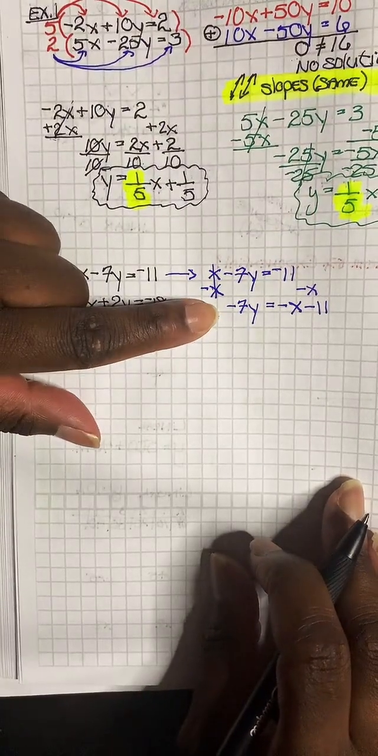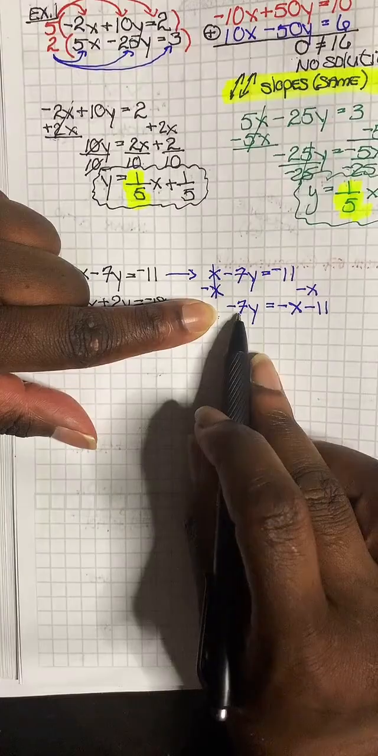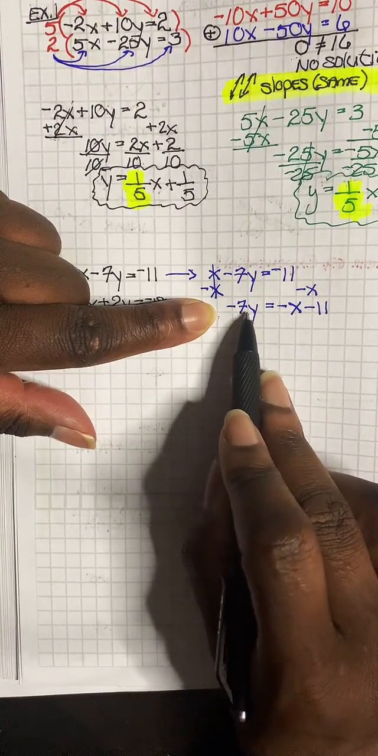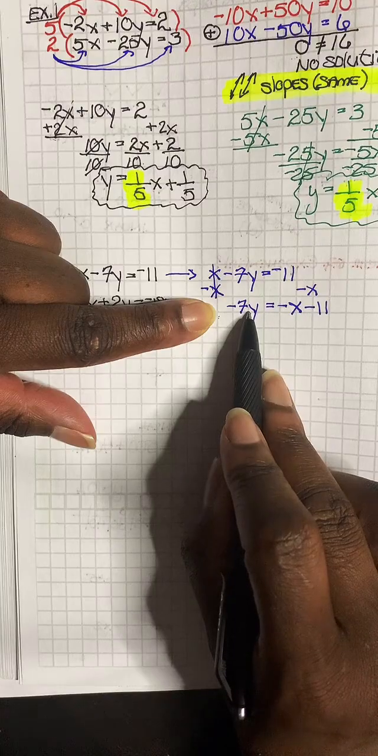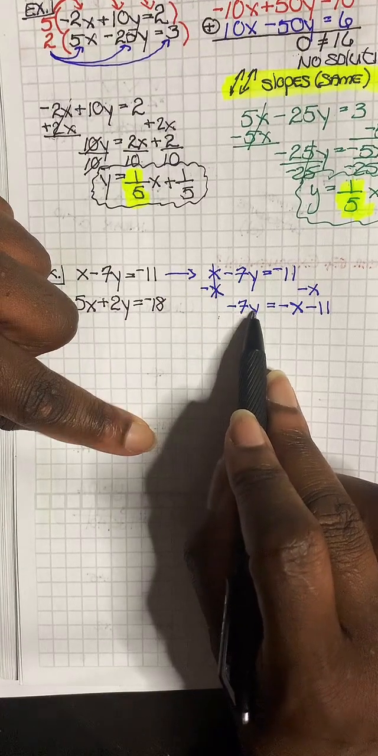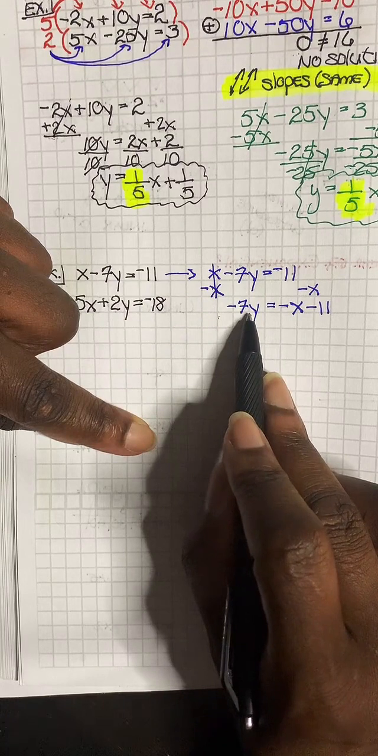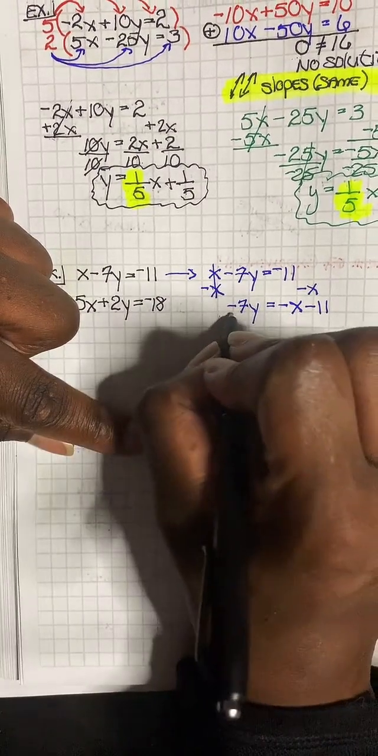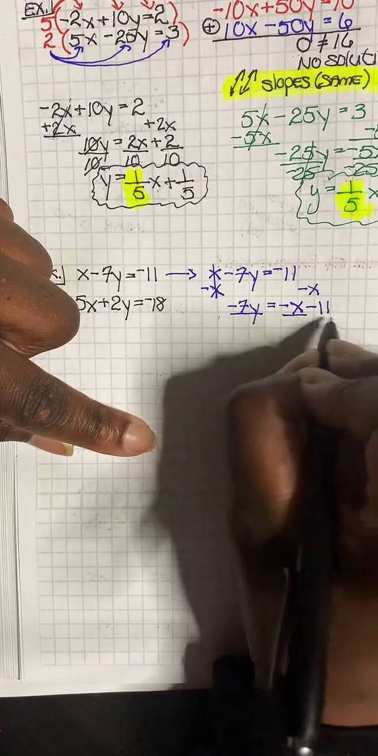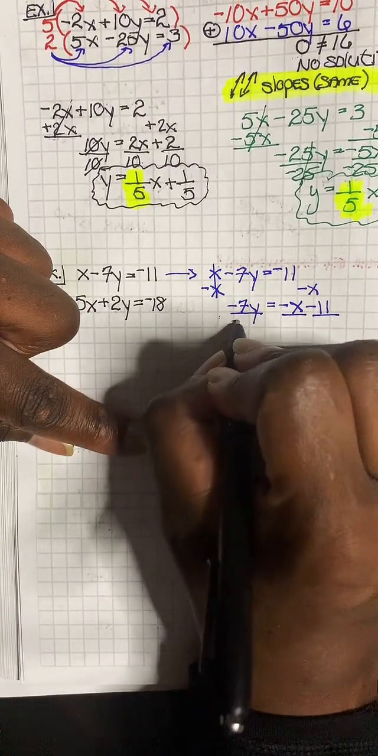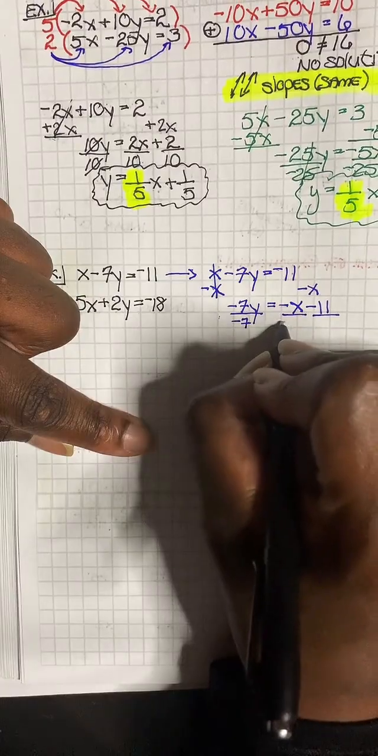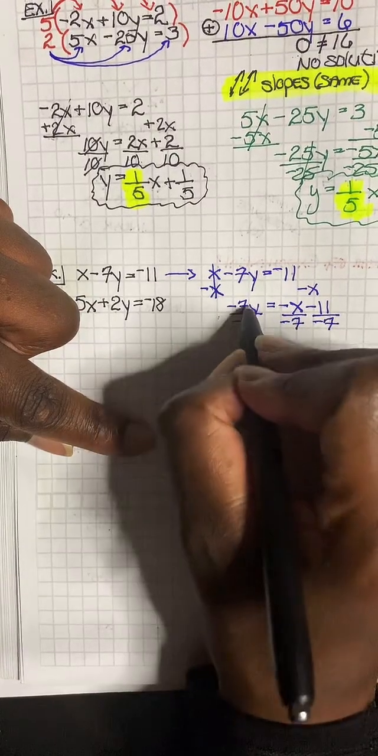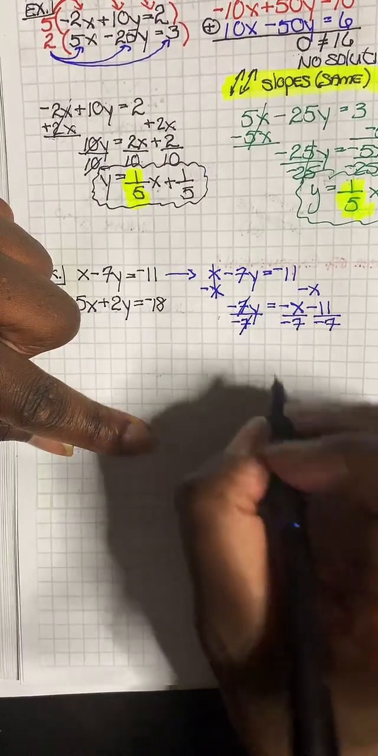So from here, I need to get rid of the negative 7 because it's negative 7y. If I don't see a plus or a minus sign in between the 7 and the y, that means it's multiplication. The opposite of multiplication is going to be division. So you're dividing everything by that negative 7 because we want to isolate our variable, which is the y.